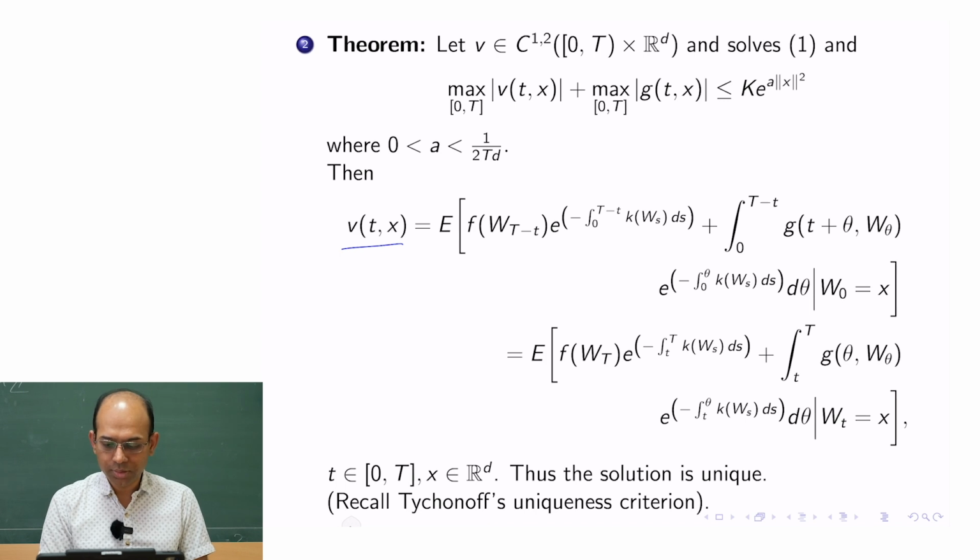So we go to slide number 2 here. In the statement of the theorem, v of t comma x is equal to the expectation of f of wt e to the minus integral from small t to capital T of kws ds, that we have just obtained now, and that integration of g term is as it is here, integration of g theta w theta.